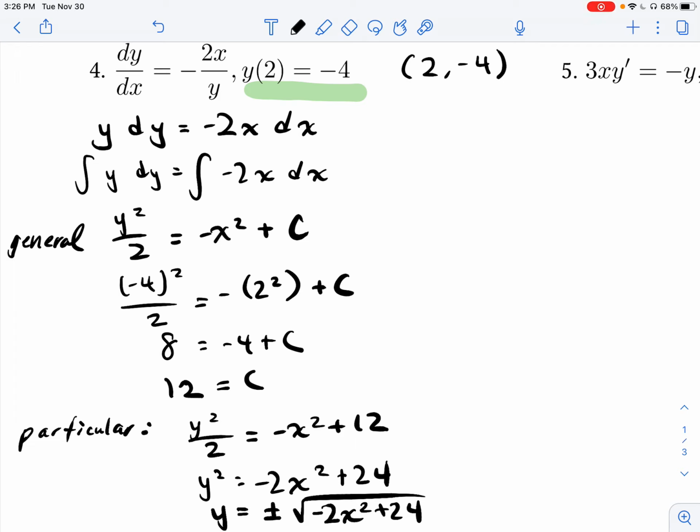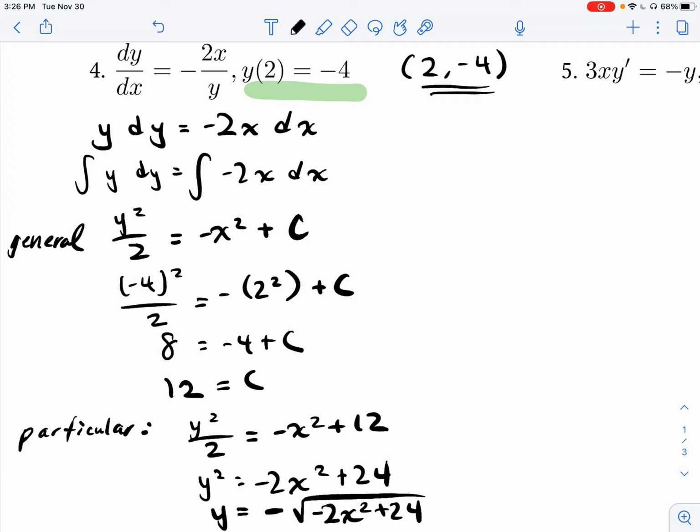So this is where we go back to our initial condition. Note that here, when x is equal to positive 2, I go through negative 4. Therefore, this must be the negative equation there. That's the only way we would be going through negative 4 there. And you could actually try plugging in positive 2 there, and you would find that having that be negative is the only way we would get negative 4 as our output.